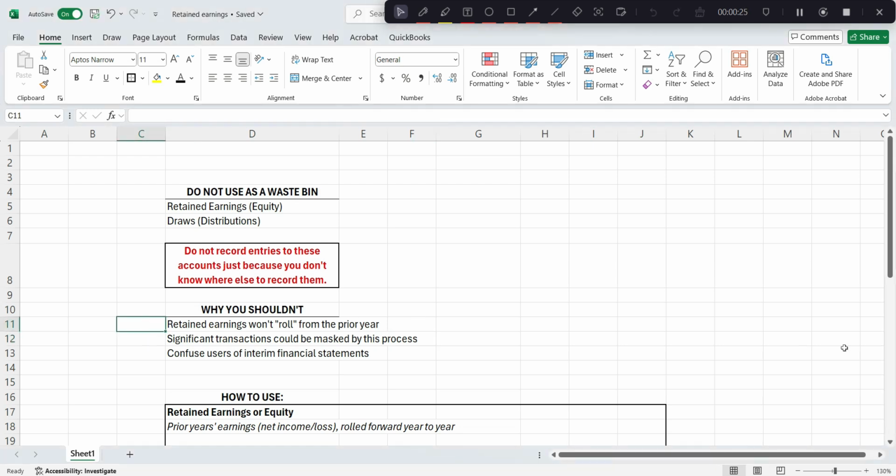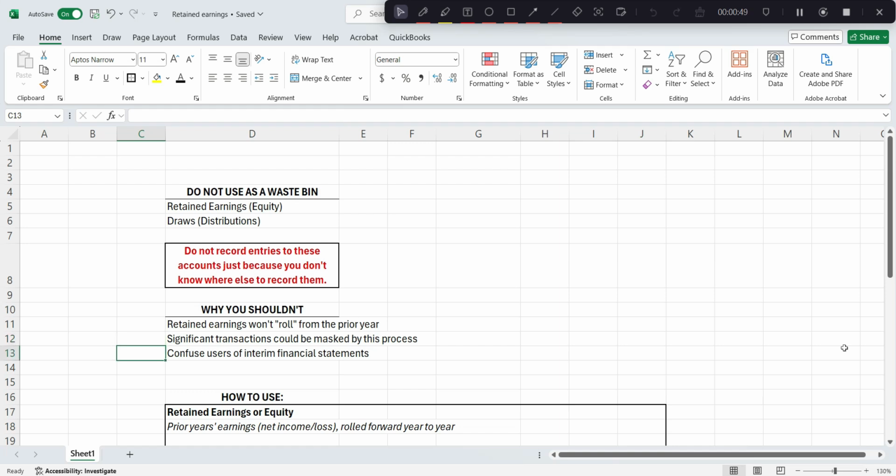One, retained earnings won't roll from the prior year because you're changing that balance. Two, significant transactions could be masked in the process. If you purchased a major piece of equipment, that asset addition could be recorded in draws in error, but you don't even know that until the CPA goes and cleans it up. It throws things way off.